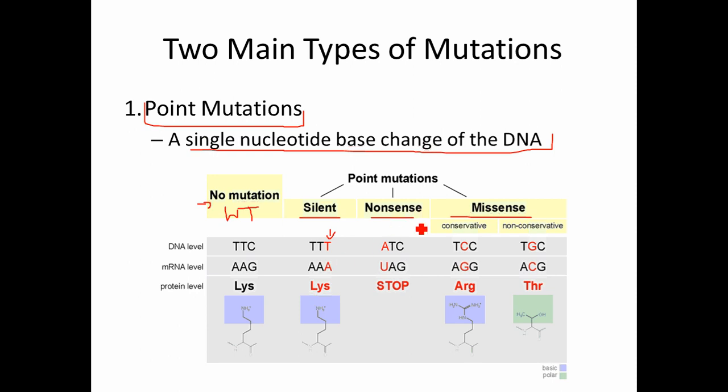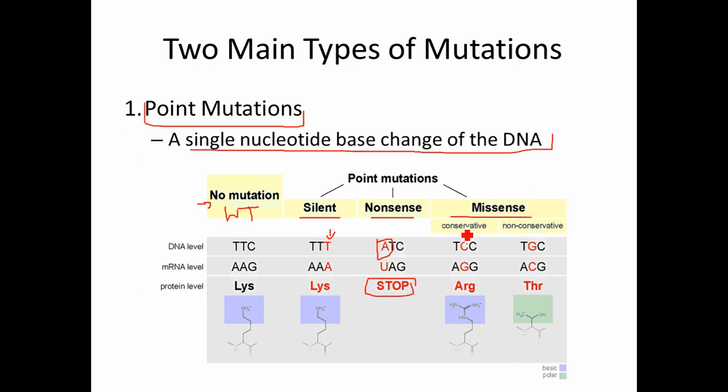Now there's what's called a nonsense mutation. In this case, if you change the first letter of the base at the DNA level, you completely change what the codon codes for, and it will code for a stop codon, and you'll get premature termination of protein coding. And then you can get missense mutations, which are conservative or non-conservative.